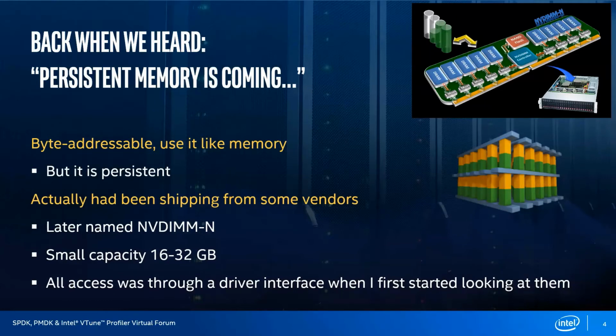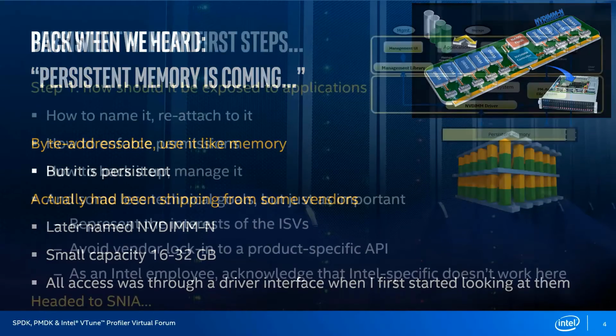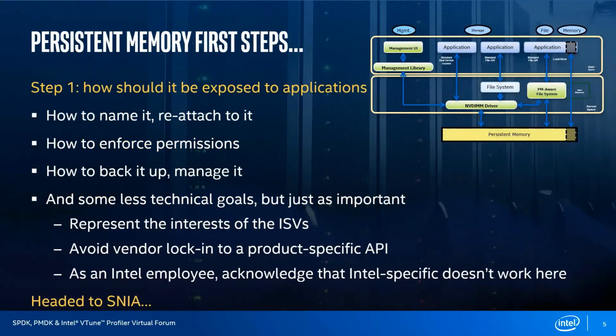I put a picture in the upper right there where you can see NVDIMM-N, which you can still purchase today from some vendors, where there's DRAM on the DIMM, but it squirrels away the contents on a power failure. They're pretty small, and when I looked at this, all access was through a driver, so they were really just treated like storage.